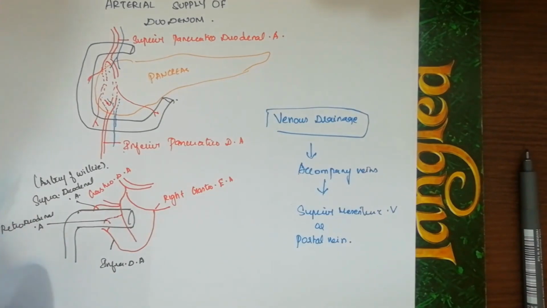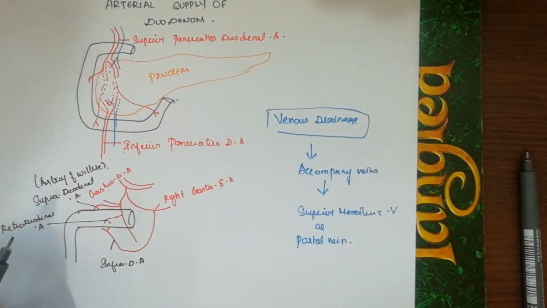Now we will move on to the lymphatic and nerve supply of the duodenum. So we are going to talk about lymphatic drainage.